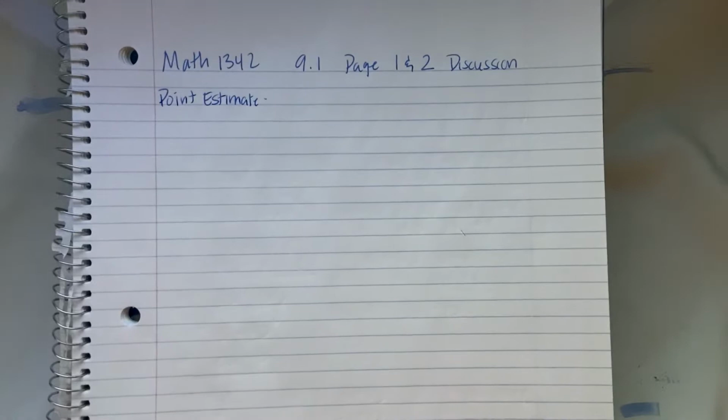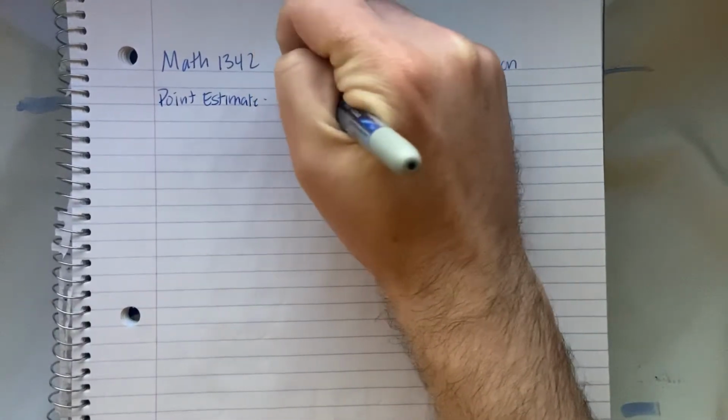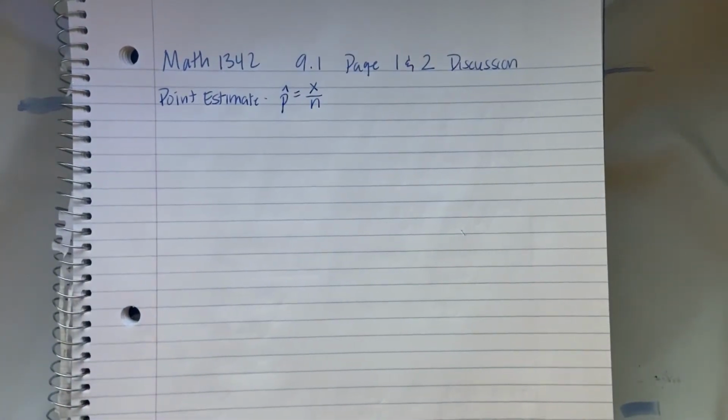A point estimate is p hat, which is really equal to x over n. It looks like a minus sign, but I promise it's an equal sign. It's just the population proportion that you got from your sample. So if you had a sample of 100 people and 43 of them said they did or didn't like something, then your sample proportion would be 43 divided by 100, or 0.43.